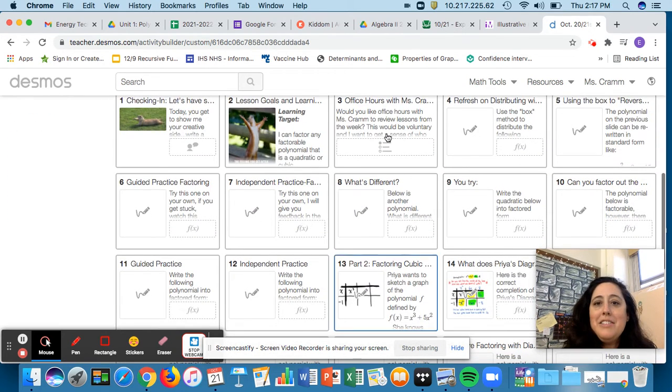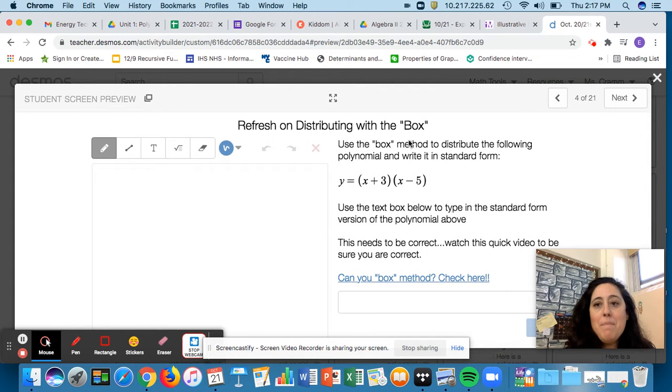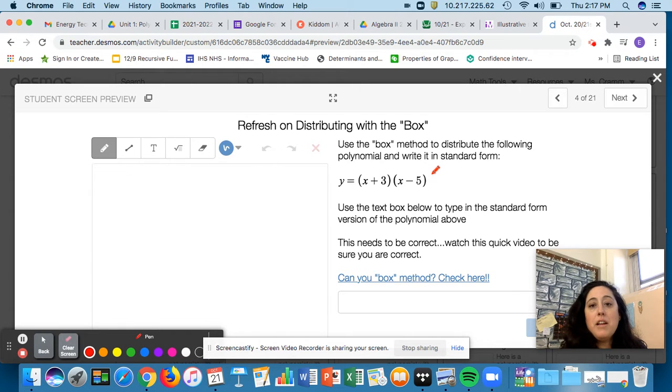All right. So these first three were just check-ins and if you want office hours. So let's look at 4. This is just a review of multiplying a binomial times a binomial. And just a reminder that this is called factored form.